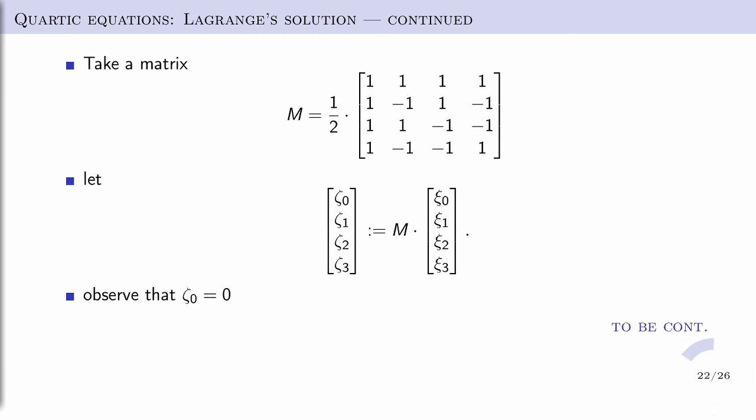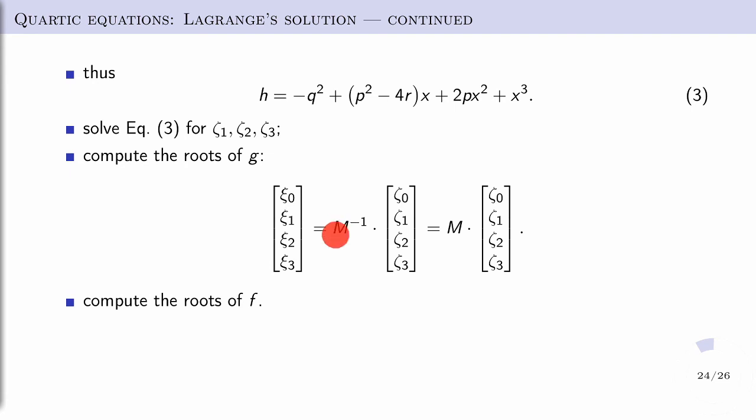Actually, the m has such a special form that you can check by yourself that it is self-inverse. So the inverse of m is m again. So instead of m inverse, we can just write m, and we multiply the zetas by m, and we get the xi's, which are the roots of our f. So this is a way of solving a polynomial equation of degree 4.